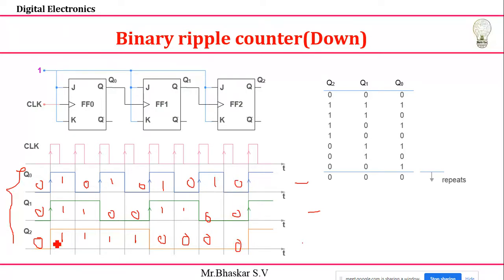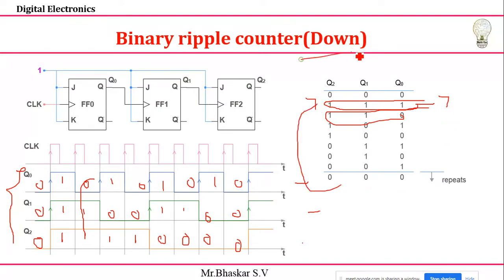Now we can see that initially 0 0 0. Next count 1 1 1. 1 1 1 means this value you are getting, right? Q2 Q1 Q0 means it is a 7. Next value it is 1 1 0. Just see 1 1 0. Next value 1 0 1, 1 0 0. 3 2 1. I'm getting the values 7 6 5 4 3 2 1 0. The process will be repeating. The count that I am getting is going down. That's why it is called a down counter circuit. Clear about this one? Waveforms and truth table.